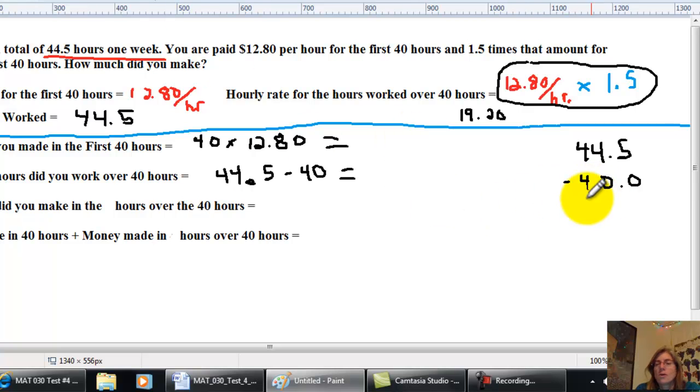Okay, so 5 minus 0 is 5. Line up your decimal point with the other numbers. 4 minus 4 is 0, so 4.5. So we have 4.5 hours that are worked over 40 hours. So that will be 4.5 hours. Let's put hours here.